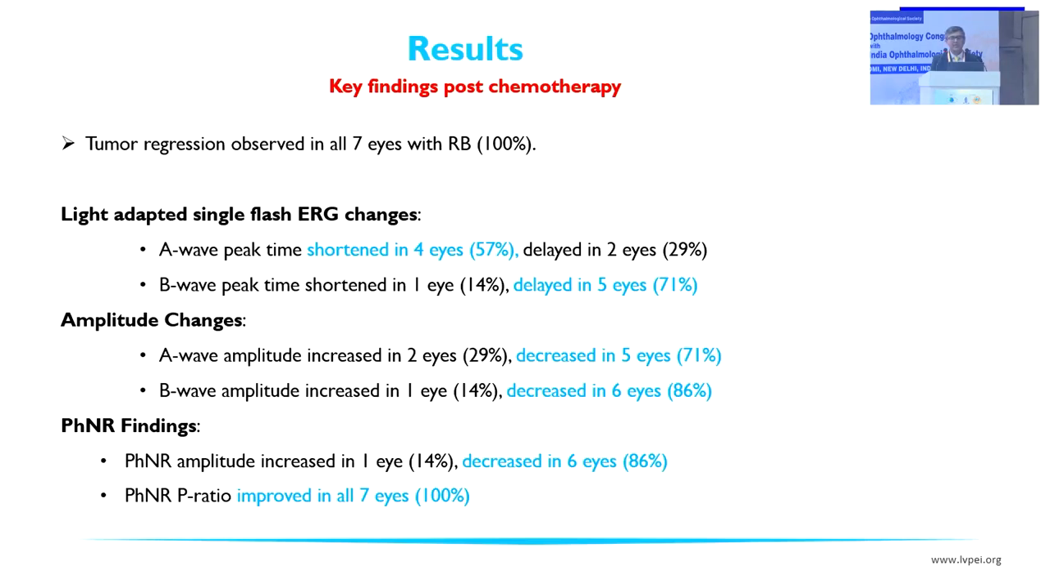standard intravenous chemotherapy. In terms of ERG changes, as you can see in the light adapted, that is A wave and B wave peak time, it was delayed in 2 eyes in A wave peak time, whereas in 5 eyes in B wave peak time. In terms of amplitude, it decreased in both A as well as B wave in 5 and 6 eyes respectively. Important finding, there's the PhNR finding, which reflects retinal ganglion cells, which improved only in 1 eye, where it decreased in 6 eyes, whereas the PhNR P ratio was improved in all the 7 eyes.